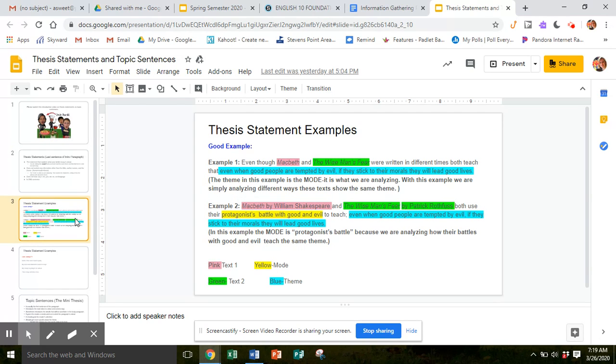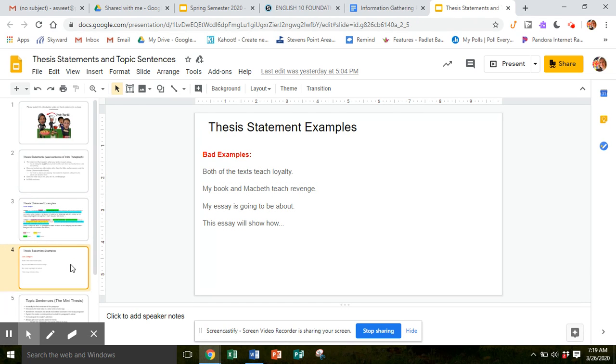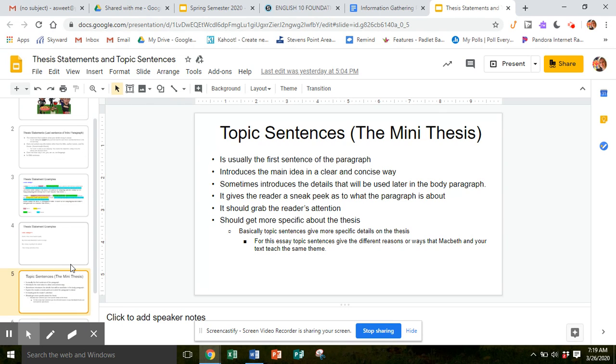The next slide gives you 2 really strong examples that I wrote about my book, The Wise Man's Fear, and Macbeth. It explains how the mode works and what we're analyzing, and it's color coded. Then we gave some poor examples of what you should not do. These are things I have seen a lot from past students and that we definitely saw first semester.